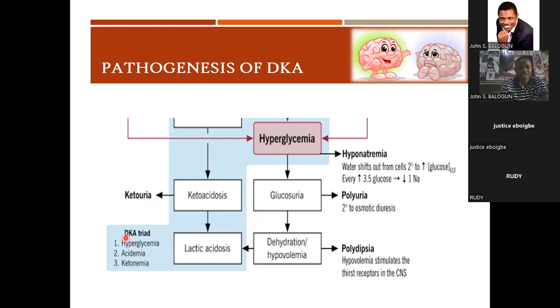So now, what are the triad of diabetic ketoacidosis? The triad of diabetic ketoacidosis: there is hyperglycemia, there is acidemia, and there is ketonemia. I hope you take note of that.